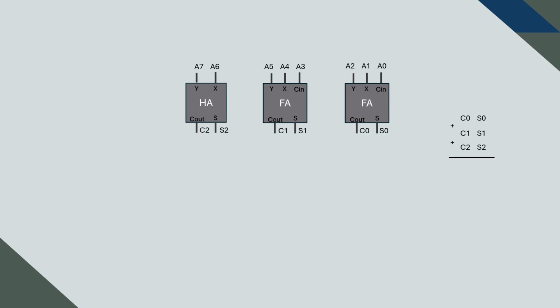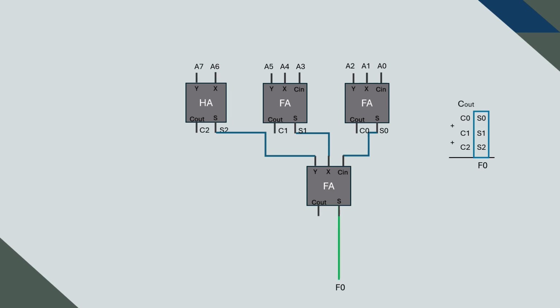Next, take the sum outputs from these 3 groups. We will call them S0, S1, and S2. Now we will feed them into another full adder. In parallel, take the carry outputs C0, C1, and Cout from our last full adder and sum them using another full adder.